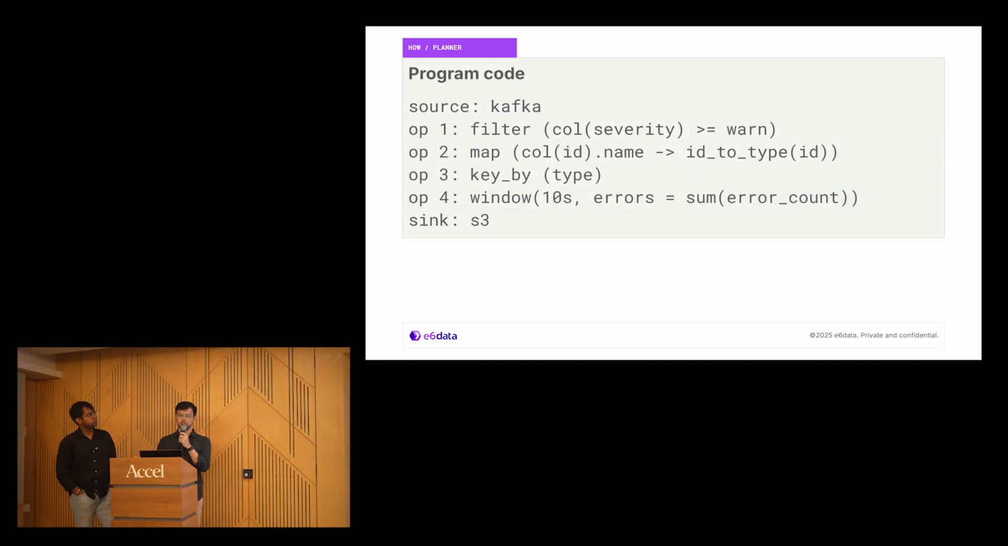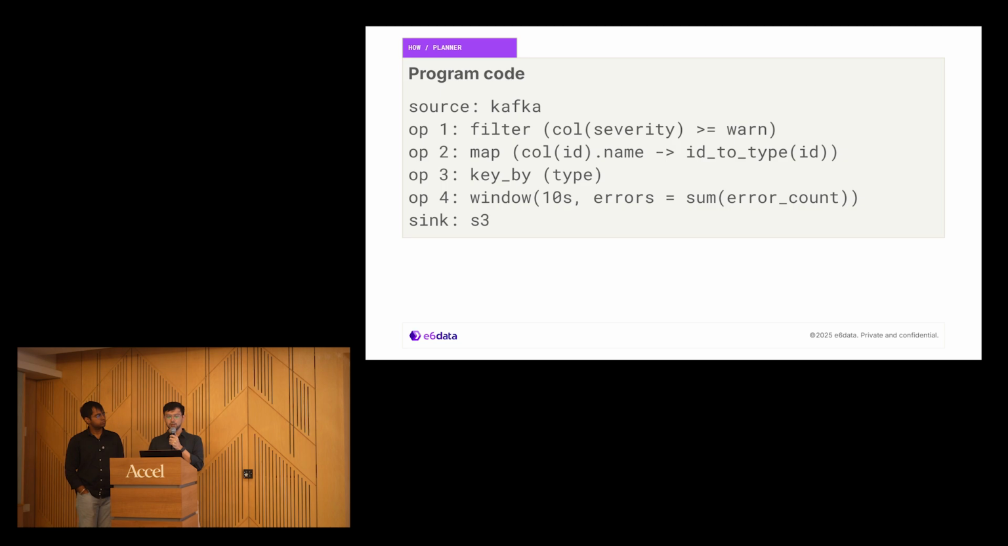Let's look at this example. As a customer, I want a very simple pipeline. My data is in Kafka. I want to do a few operations on top of it, and then I want to push that data into a sink. Here it's S3, but it can be Iceberg as well. Our system is architected in a way that it's Lakehouse native, right? So the sink can be anything.